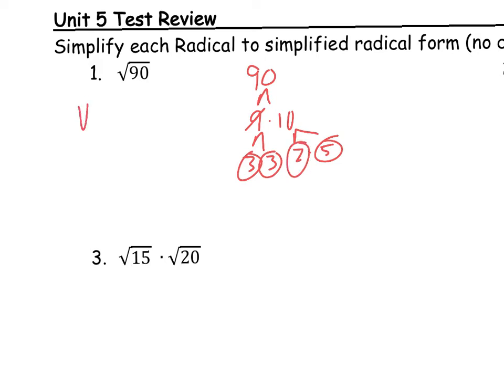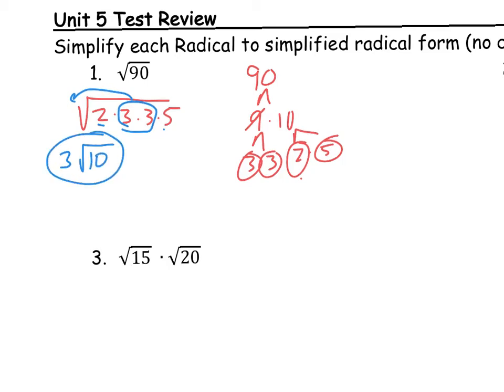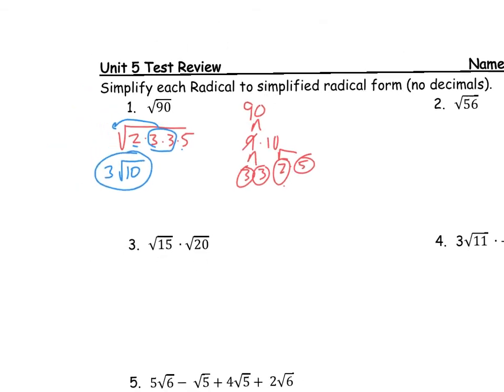So 90 is really the square root of, if you put them in order, 2 times 3 times 3 times 5. Now, the question is, what can I take out of here? How can I simplify this? Well, there's 2 3's, so I pull that out, and that's a 3 on the outside. That's like taking the square root of 9, which is 3. So there's 3 on the outside, square root of the 2 times the 5. I can't take either one of those out, so I'm just going to multiply that, and my answer is 3 square root of 10. That's simplified radical form.